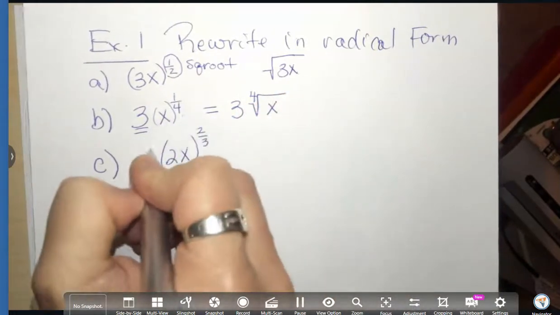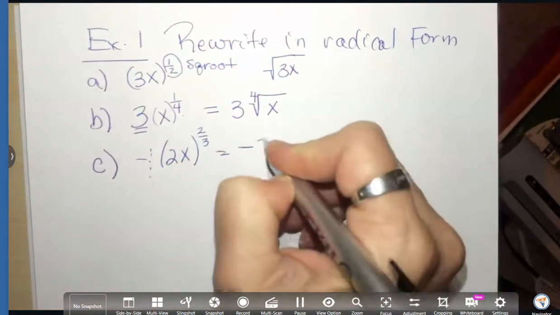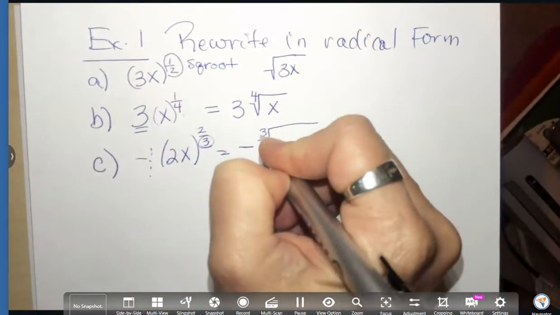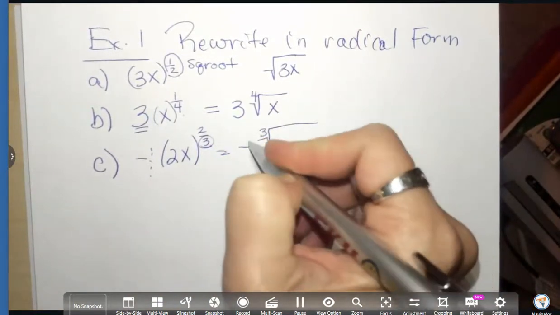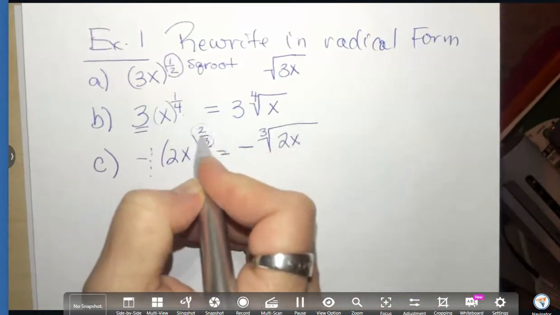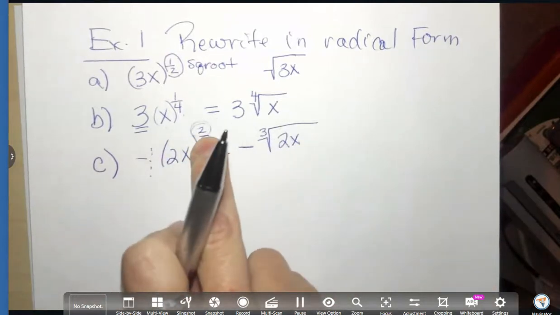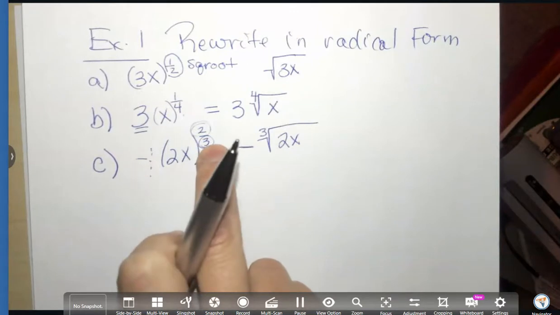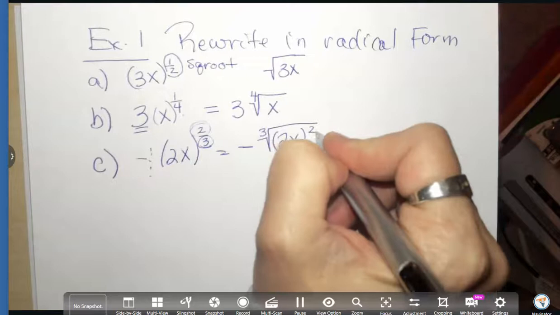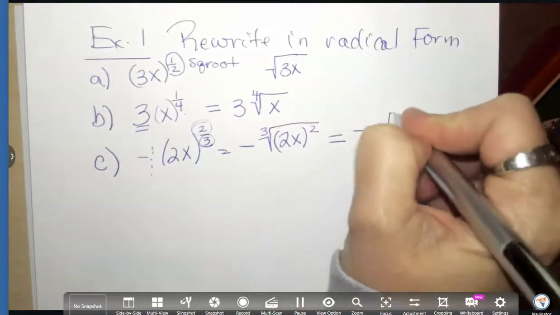Now this guy is like -1 times this. So my negative is going to be outside my radical, and I know that this denominator is 3. So that is my root. It's the cubed root of 2x. Now this 2, that's basically saying if it was over 1, it would be basically saying 2x squared. So we could write this like this. Or we could write it like this.